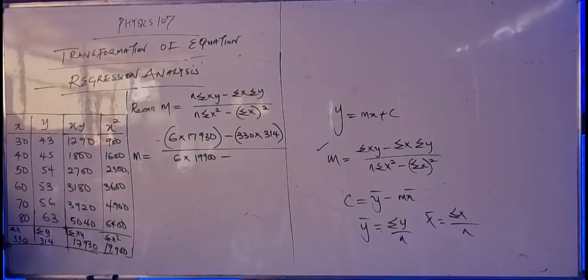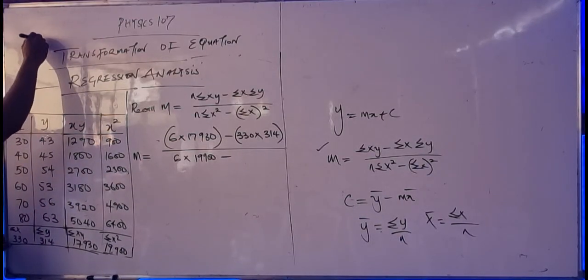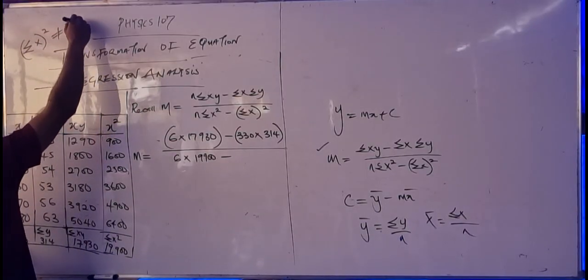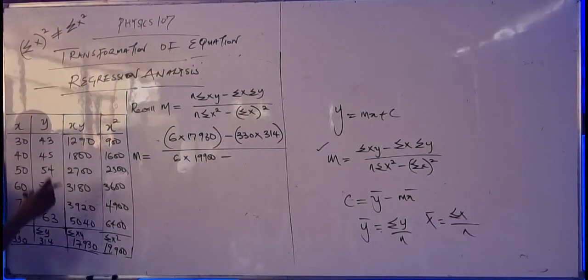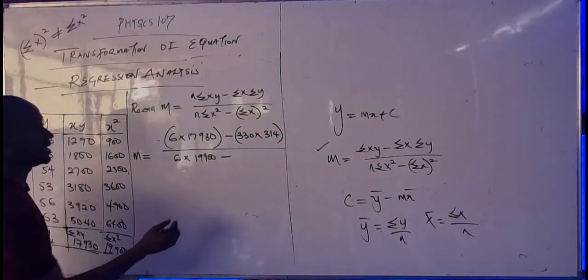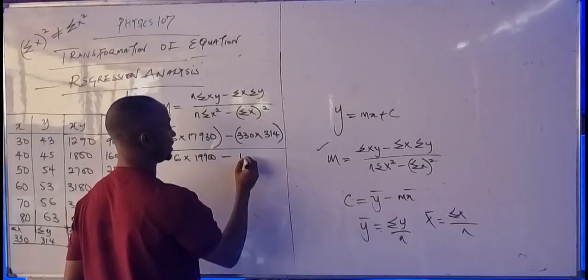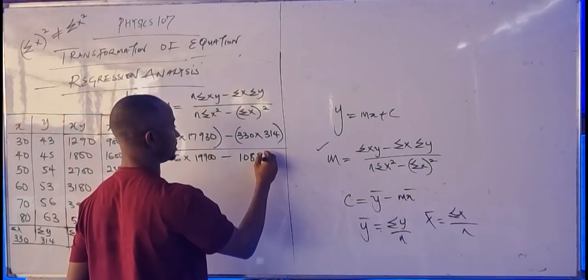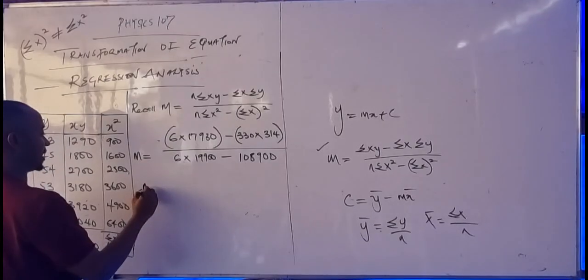What is 330 squared? The sum of x all squared is not equal to the sum of x squared. This is important. It means I have to sum all my x and square it. Are you getting the gist? So what do you have? 108,900. Okay, so our m becomes what?